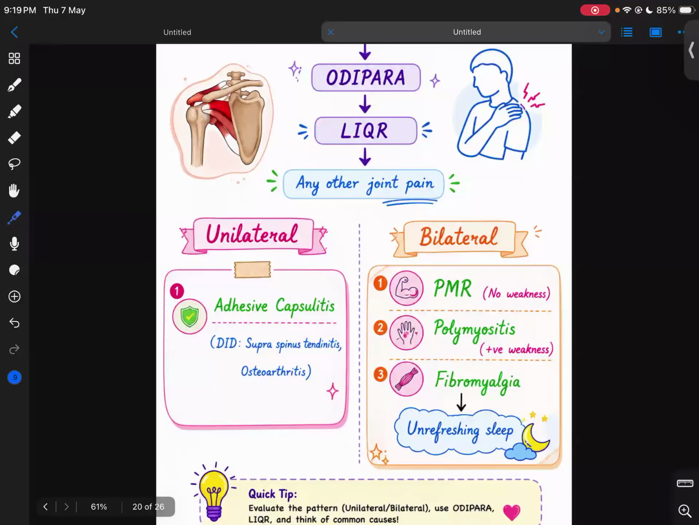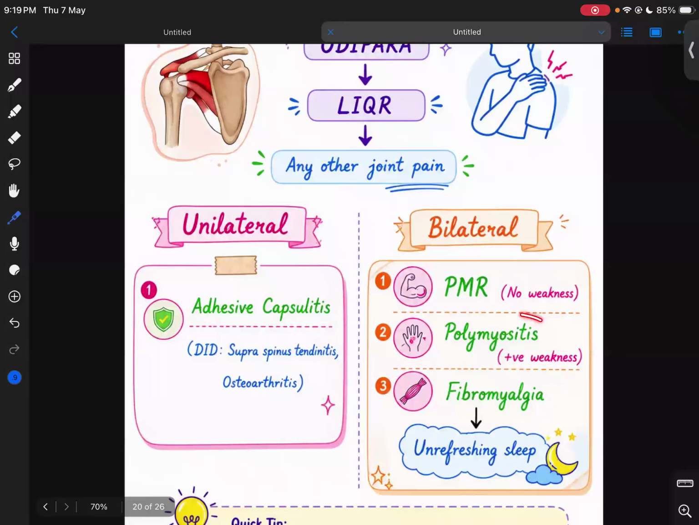In polymyositis, should have both stiffness and weakness, right? No. In polymyositis and dermatomyositis, dermatomyositis was not mentioned here, but dermatomyositis will also be there. In polymyositis and dermatomyositis, there will be weakness, but no stiffness. Okay. In polymyalgia rheumatica, there will be stiffness, but no weakness. Yes. And in fibromyalgia, there will be multiple tender points, and there will be some psychological issue, like the patient will be anxious, and there will be unrefreshing sleep.